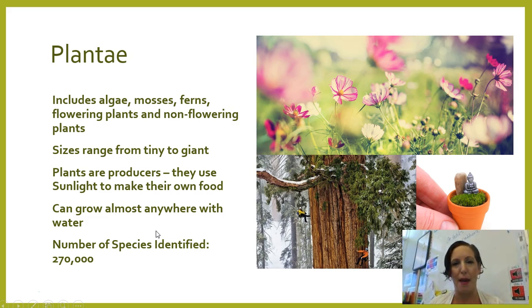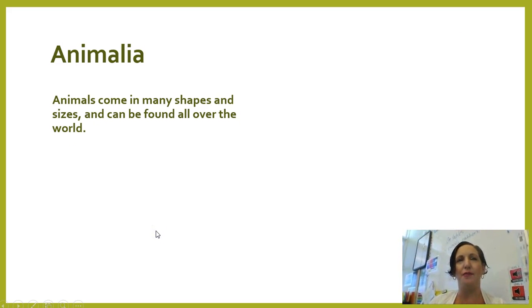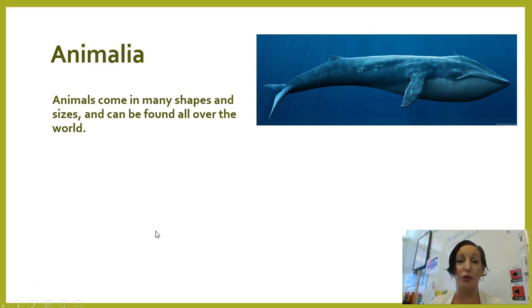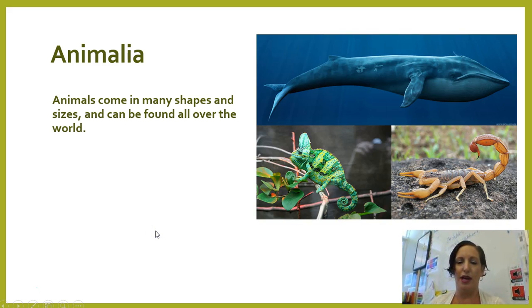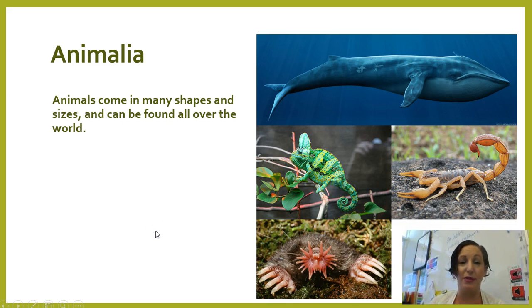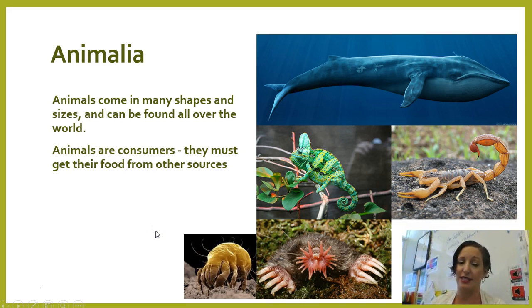So yes, big group. But our focus, Year 3, is on the kingdom of animalia. And animals come in many different shapes and sizes, from the great blue whale to cute little chameleon from the Galapagos Islands, a scorpion, this funny looking thing which is a star-faced mole. It even includes the tiny and disgusting dust mites. They can be found all over the world, just as plants can.